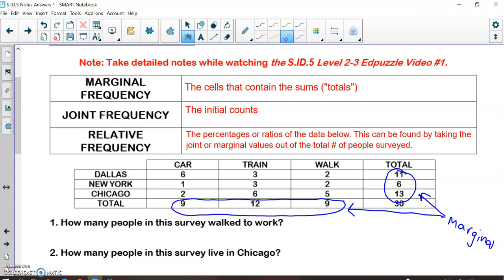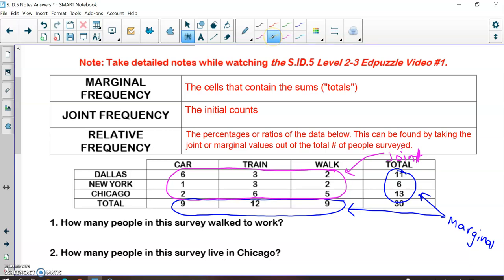Whereas the joint frequencies are the initial counts. So that's actually just the middle portion of your two-way frequency table. So that's called the joint frequencies. So if I asked you for the joint frequency of the number of people in Dallas that takes the car to work, you would say 6.